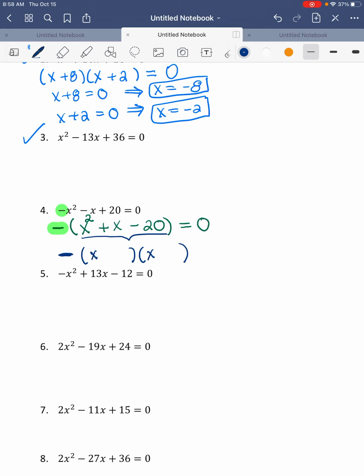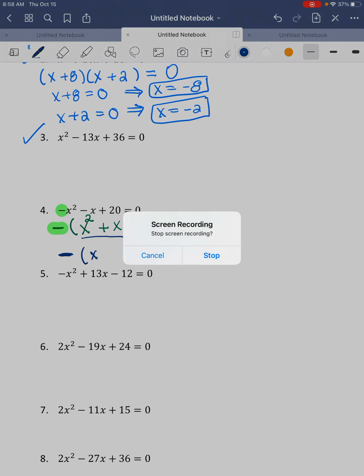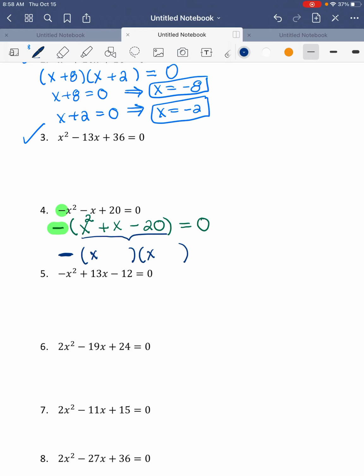Now, two numbers that give you negative 20 when you multiply and positive 1 when you add them. That is going to be positive 5 and negative 4.